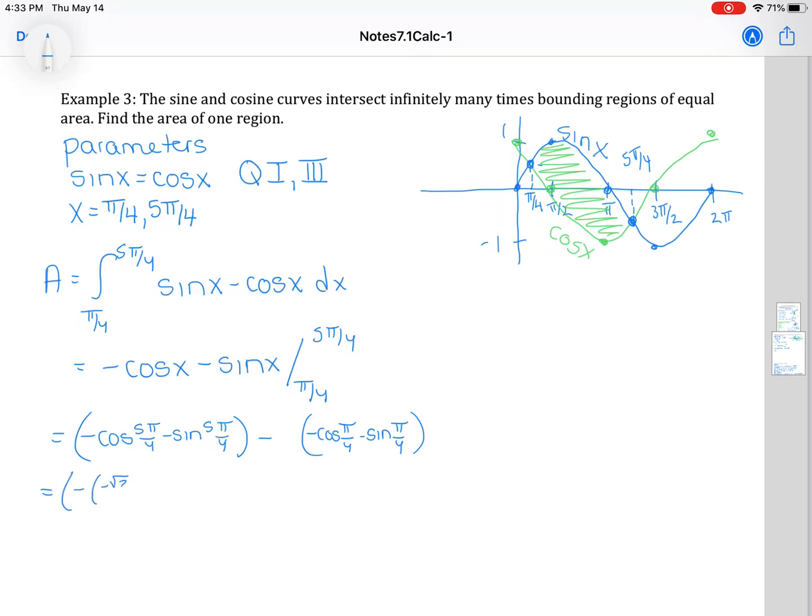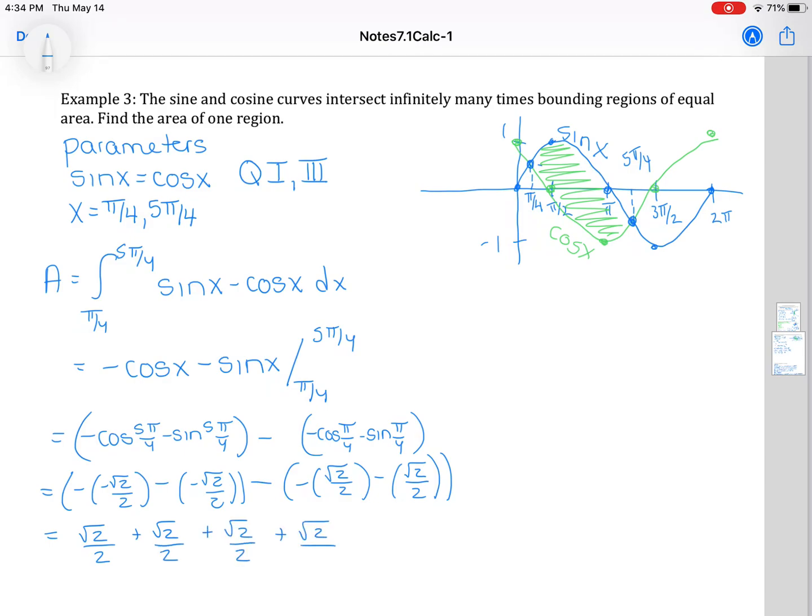At 5 pi over 4, both of the values are negative radical 2 over 2. At pi over 4, both the values are positive. Now, you should not get a negative area. That doesn't make sense because obviously we have a region that's shaded, so don't just assume when you see things that are the same that they're going to cancel out. We have lots of double negatives going on here. So if I get rid of all the double negatives and distribute the negative on the second one, you're going to find that you end up with 4 radical 2 over 2, which reduces to 2 radical 2 units.